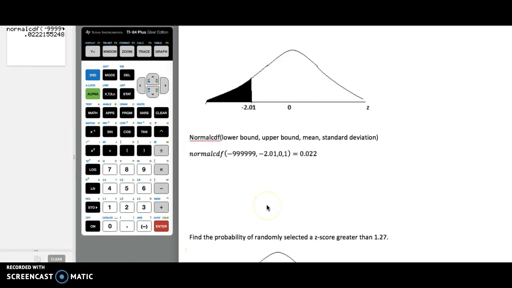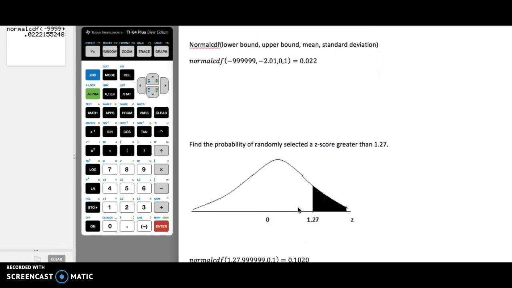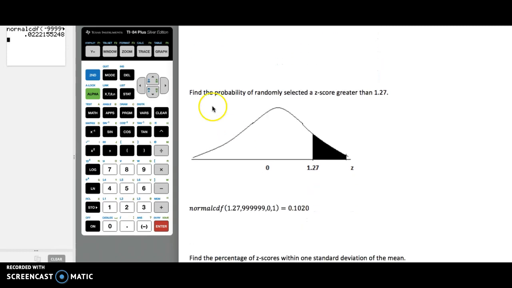So here, this video deals with the standard normal distribution and using the TI-84 Plus Silver Edition calculator to help us calculate both z-scores and probabilities. So we're going to continue our discussion from the previous video. Next example, find the probability of randomly selecting a z-score greater than 1.27.